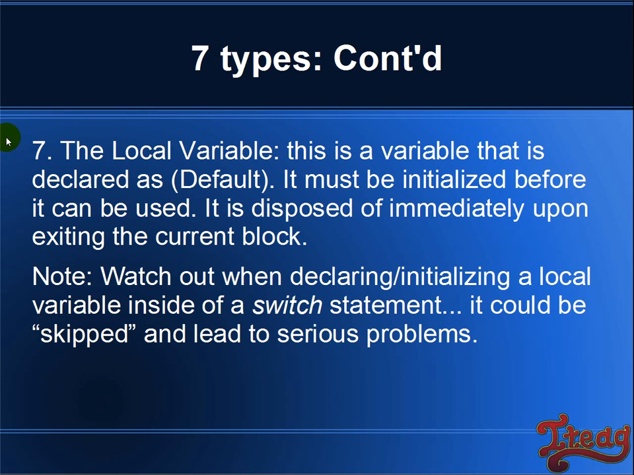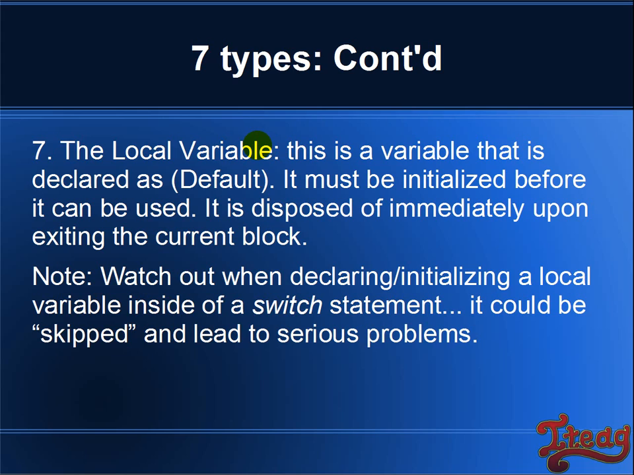And finally, number 7, the local variable. Yes, we've actually been using local variables all along. It's a variable that's declared as default. In other words, there's no public, no private, or whatever. I say local variable because this is inside of a method. And when you declare something inside of a method without the public, protected, private, well, it's just inside of a method. You don't need to do the whole public, protected, private.